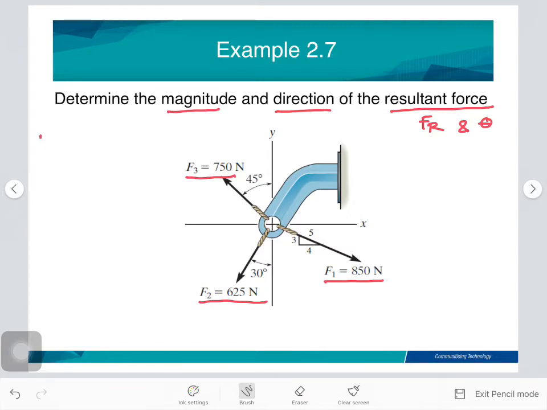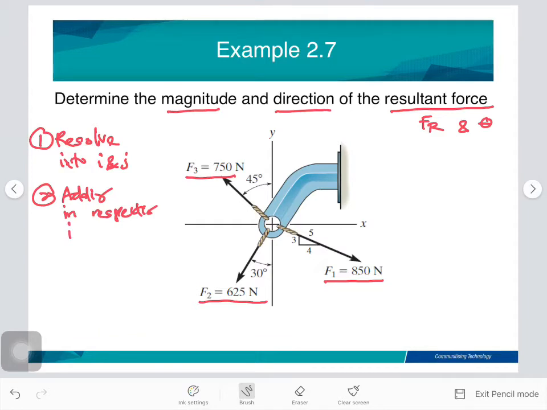So what is the first step? The first step is resolve into I and J. Second step, adding, you need to add in respective I and J. And then the third step, you can solve the magnitude of the force resultant and direction angle.